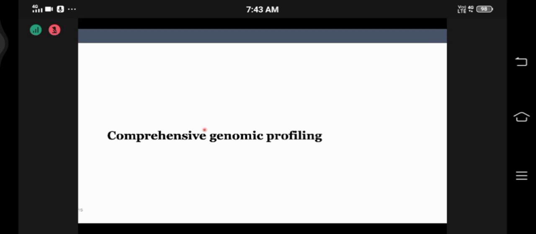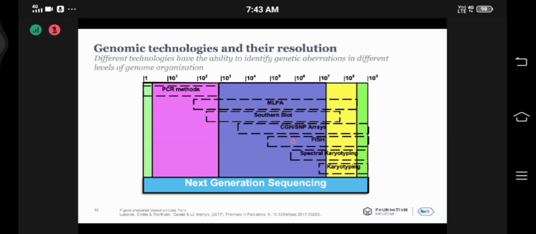Now, the next term that we are being exposed to here is CGP, or comprehensive genomic profiling. Like any camera, in the last 2 decades we have seen different camera resolutions changing in every phone. We have 20 megapixel, we have 10 megapixel. Like that, genomic technologies and their resolution are what differentiate the different diagnostic options that we have in the clinic. Different technologies have the ability to identify genetic aberrations at different levels of the genome organization.